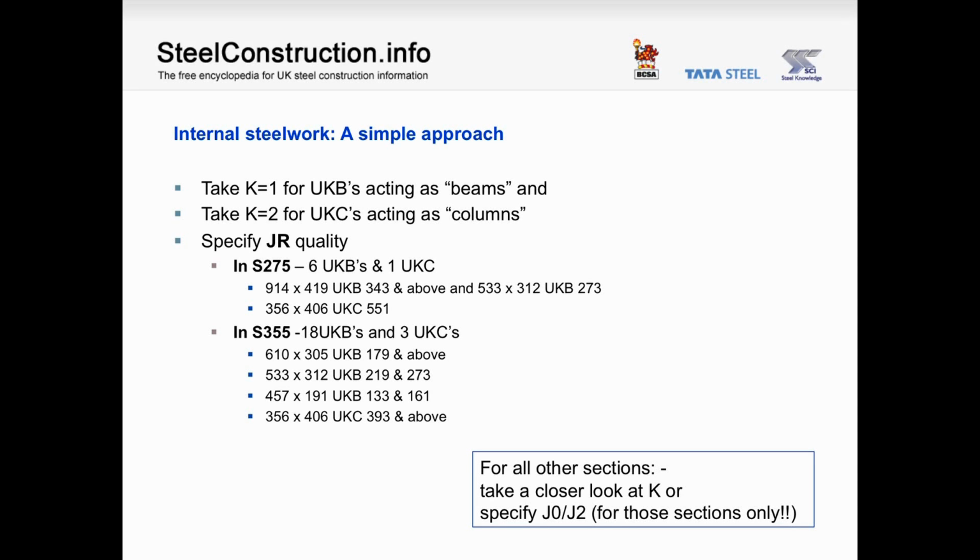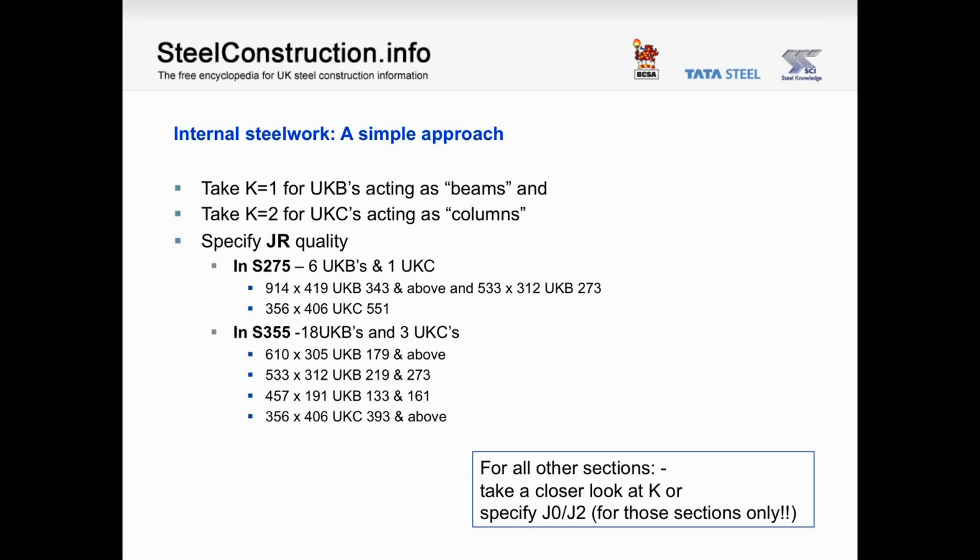In S275 GR material, there are only 6 UKBs out of a range of 96 and 1 UKC out of a range of 36 that would need attention. When it comes to S355 GR, there are 21 sections out of a range of 132 that would need some attention. So for internal steelwork, it's not a major issue, and the standard subgrade of GR will cover the vast majority of steelwork.